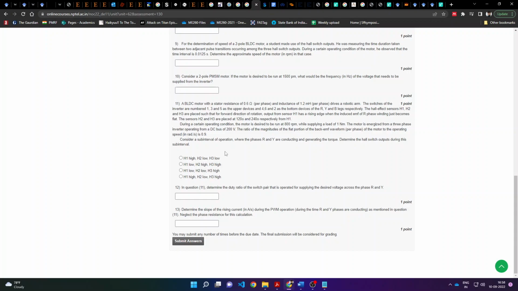Apart from that, question 13: determine the slope of rising current during the PWM operation as mentioned in the question. Again, refer to the circuit. Based on that circuit, you find the current going through it, based on how we have approached the question here. Or not even current, if you get the voltage, based on that.